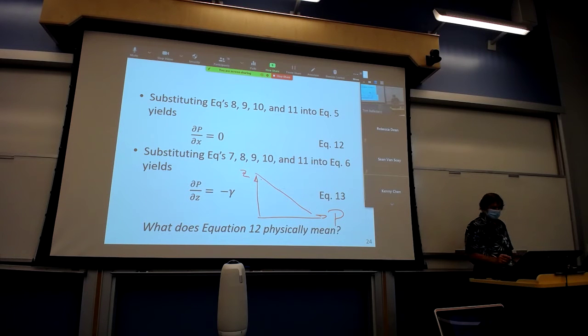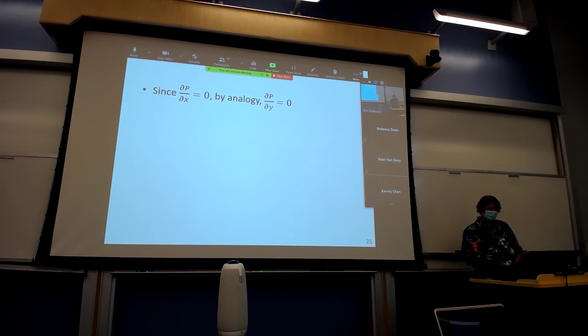So in essence, if we're moving in the z direction, actually that's incorrect. That's not right. If we move in the z direction, because I have the axes changed, as I increase z, which is this direction, I'm increasing pressure. And the slope of this line would be 1 over gamma. So the inverse slope is gamma. So what does this physically mean? Again, no pressure gradient in the horizontal.